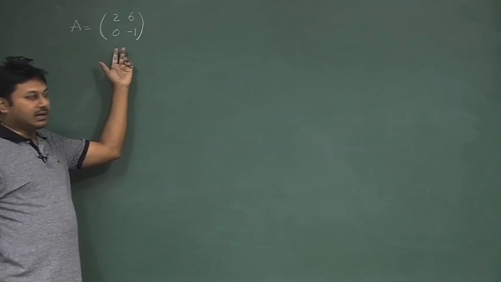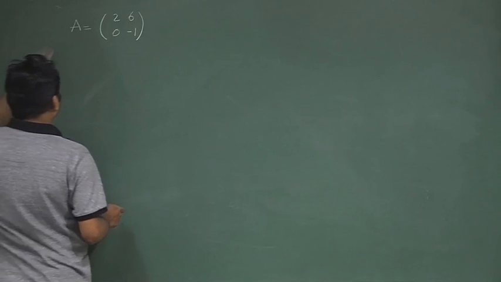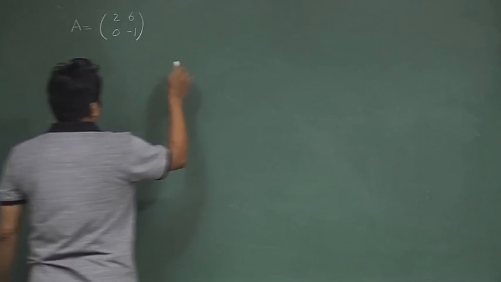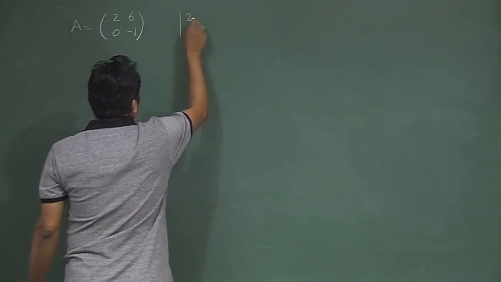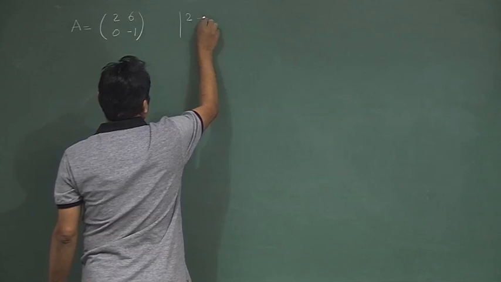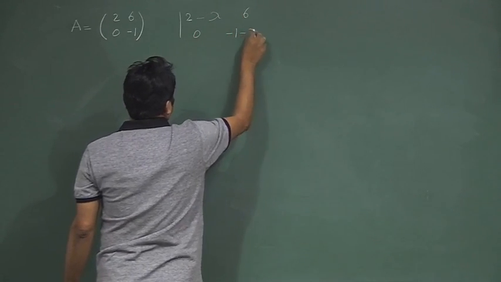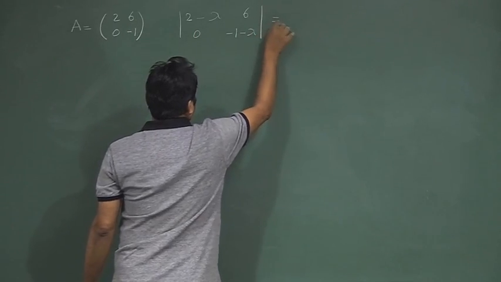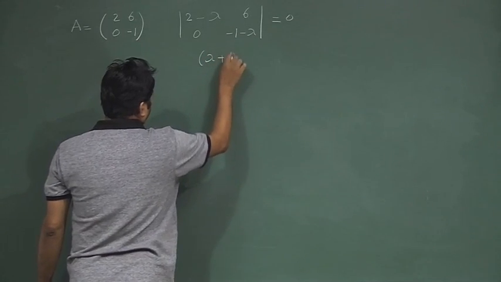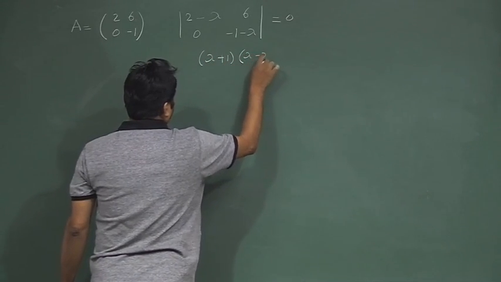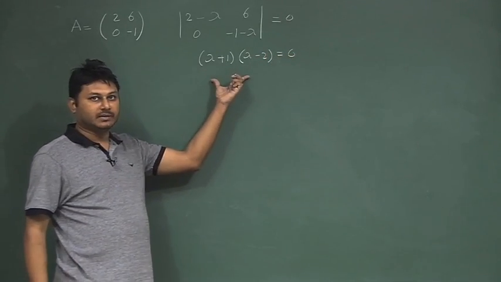This is the matrix I take. I need to diagonalize this matrix. So the first thing is that I need to find the eigenvalues and eigenvectors. So |2 minus lambda, 6; 0, minus 1 minus lambda| is equal to 0. I have a straightforward equation, (lambda plus 1)(lambda minus 2) is equal to 0.